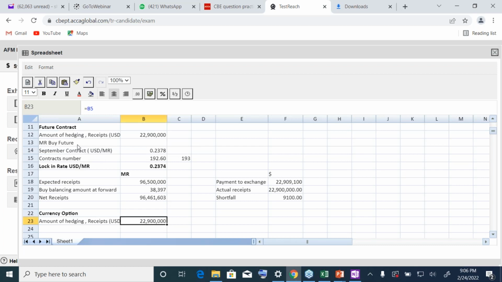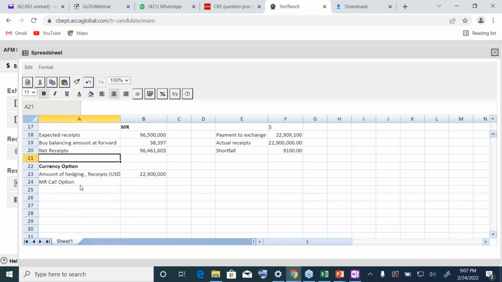So guys, if you are buying the future, that means you will buy the MR call option. There is no need to think again. If you are buying future, that definitely means you are buying a call option. Call option means right to buy. So the second step is buy option.